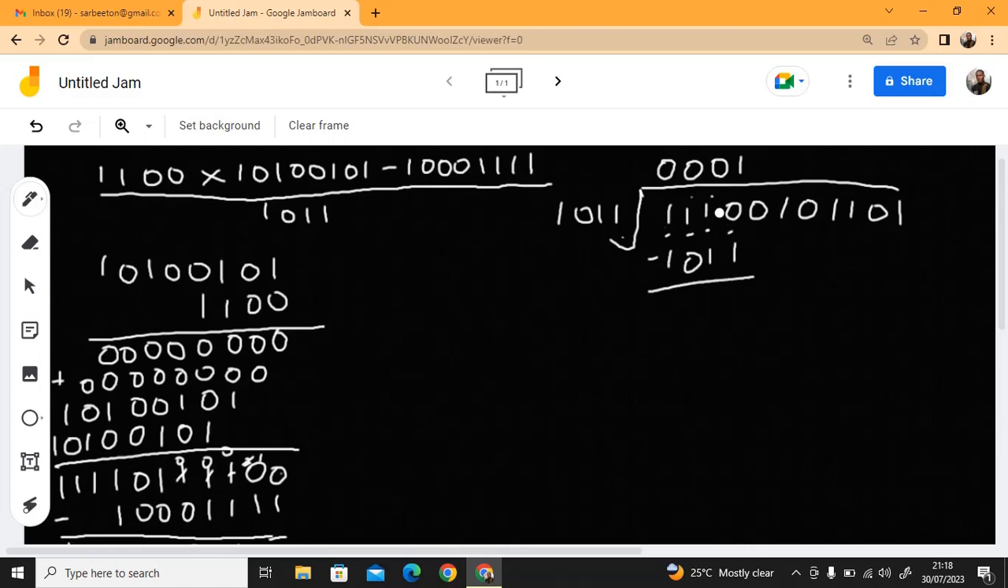You borrow from me, that is 2. 2 minus 1 is what? Is 1. Becomes 0 here. You borrow from me, that is 2. 2 minus 1 is what? Is 1. You bring this 0.